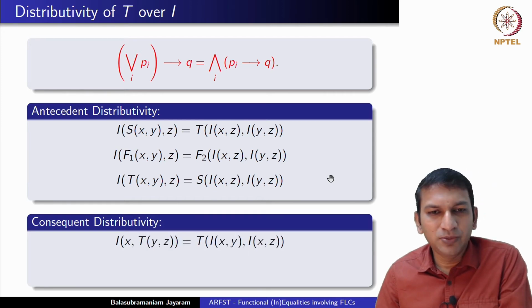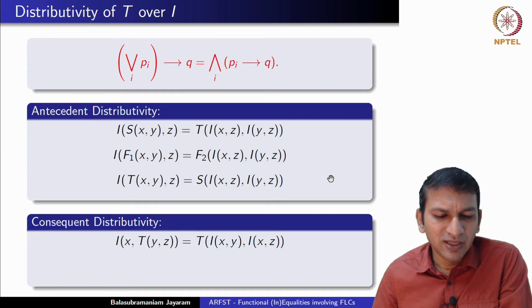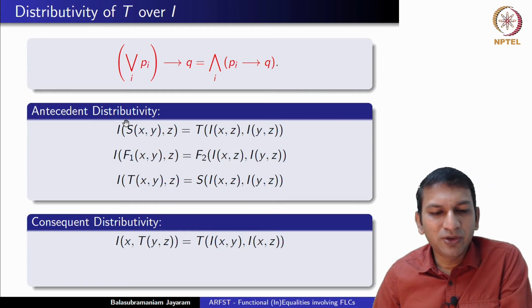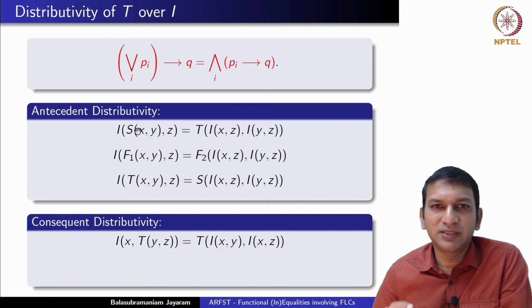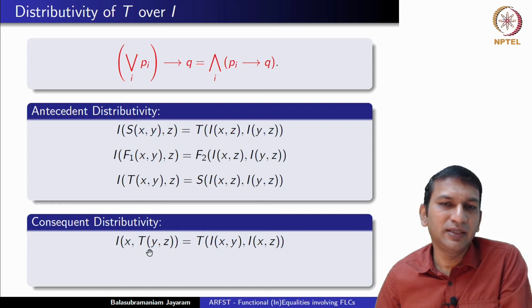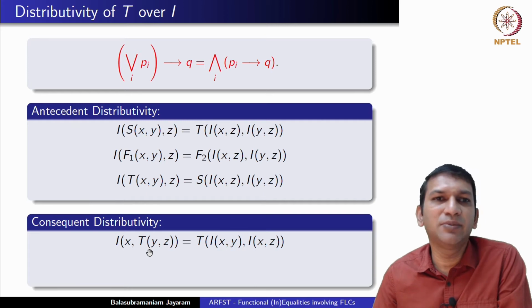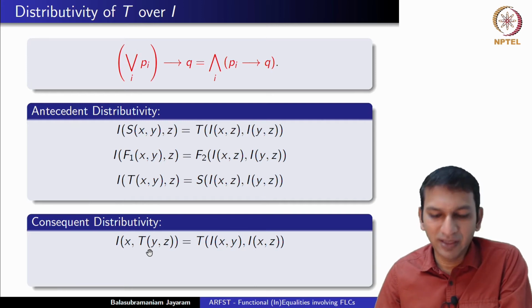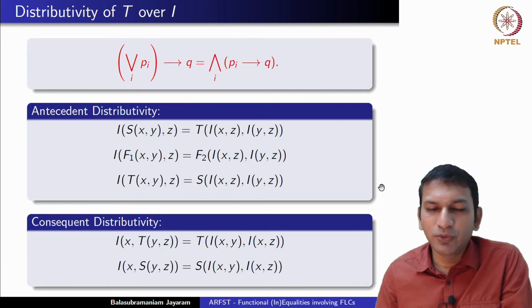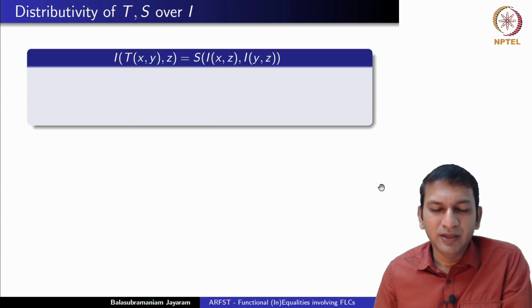On the consequent distributivity, similarly it can be shown that the same operation can be retained, because it is also clear that I in the first variable is non-increasing, so essentially it is going to flip it, it's a decreasing function, whereas in the second argument it is increasing, so that means it retains the same order, so T remains a T and S remains an S. So this is one equation that we would like to discuss now.